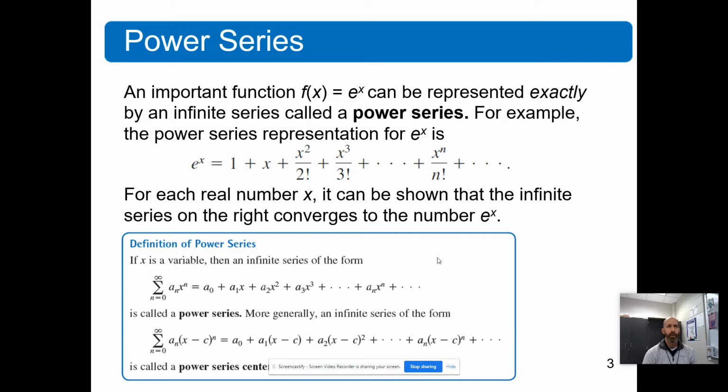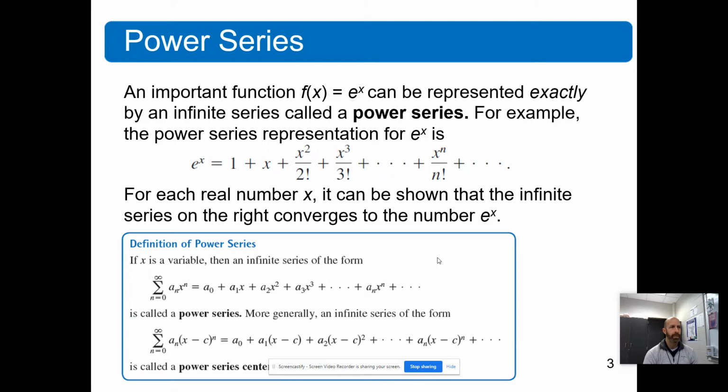An important function, e to the x, can be represented exactly by an infinite series called a power series. For example, the power series 1 plus x plus x squared over 2 factorial plus x cubed over 3 factorial, etc. This would be the power series for the function e to the x. For each real number x, it can be shown that the infinite series on the right converges to the number e to the x.